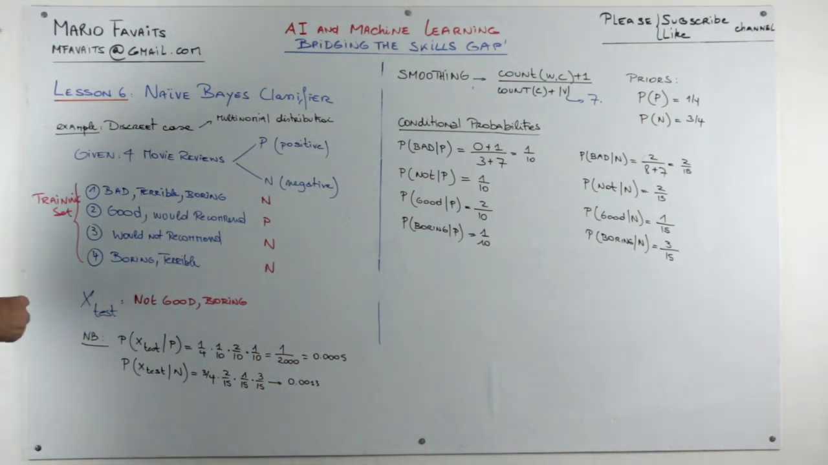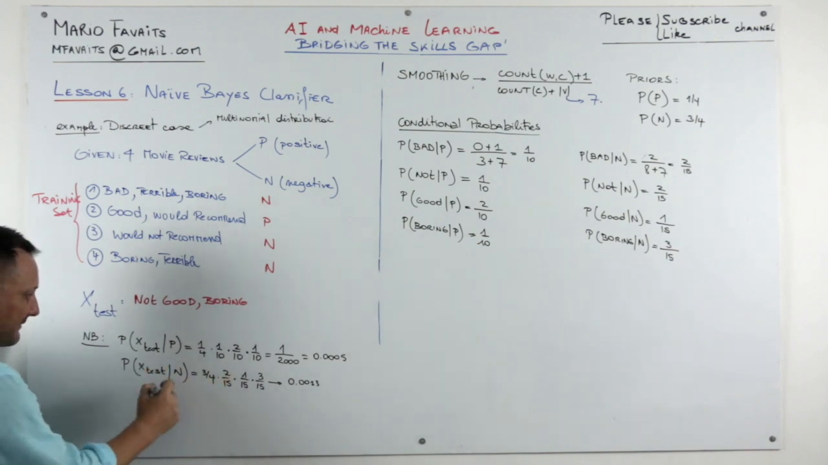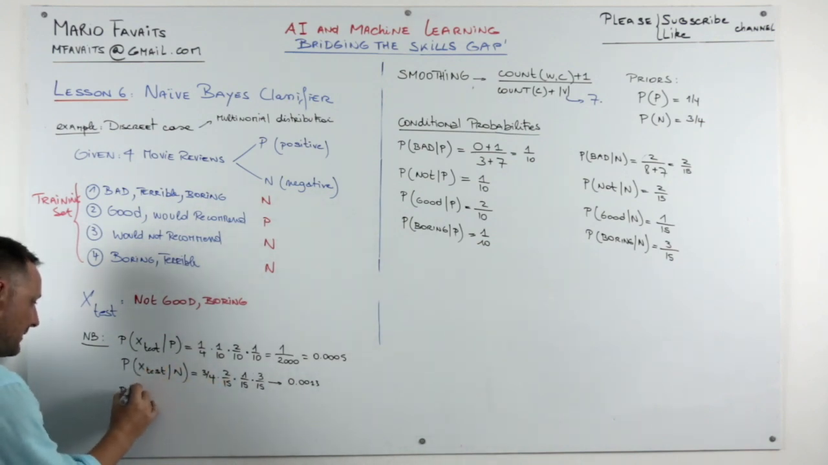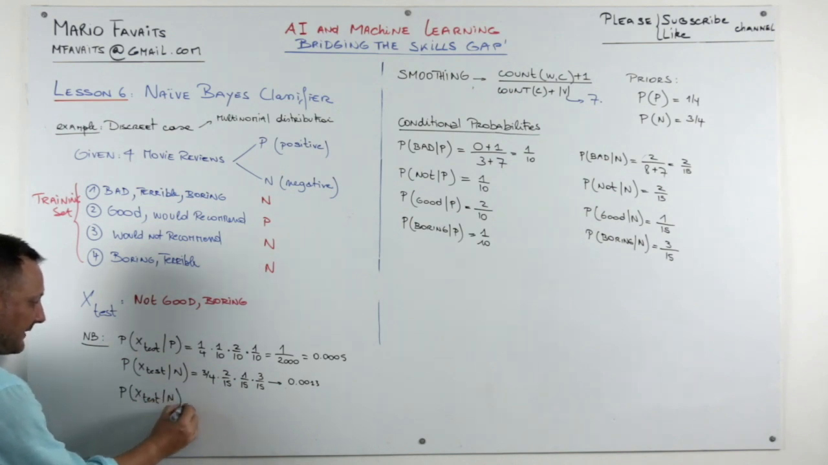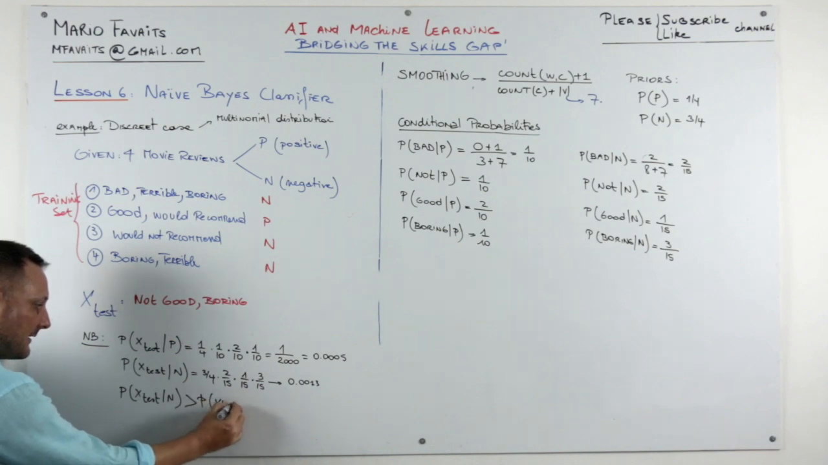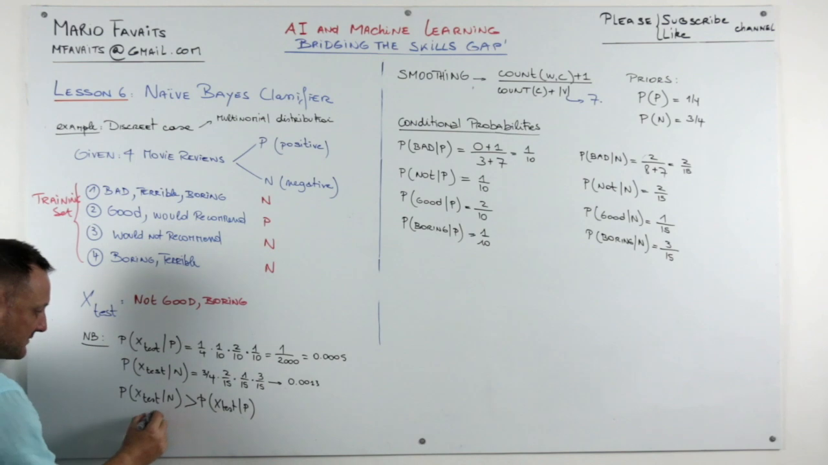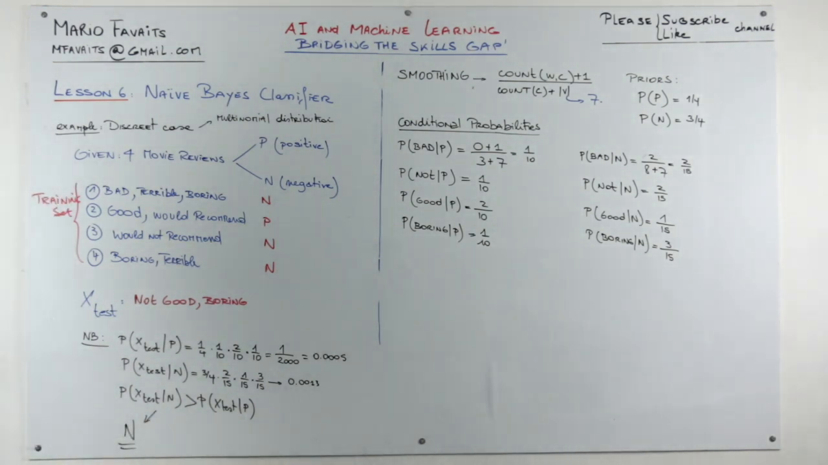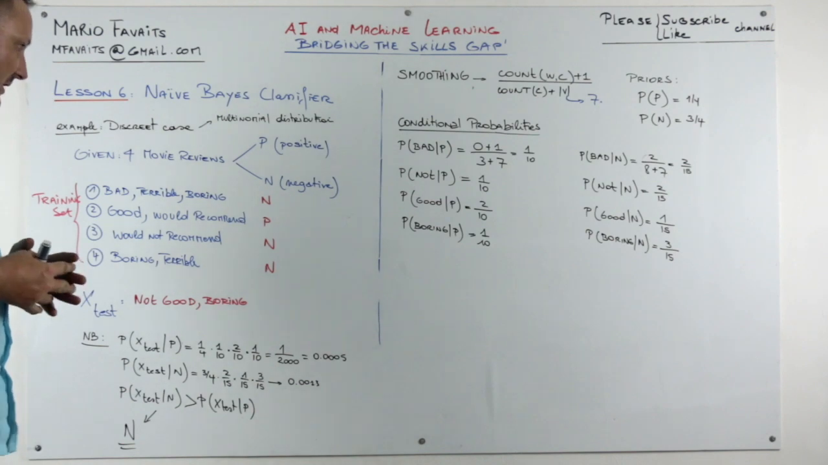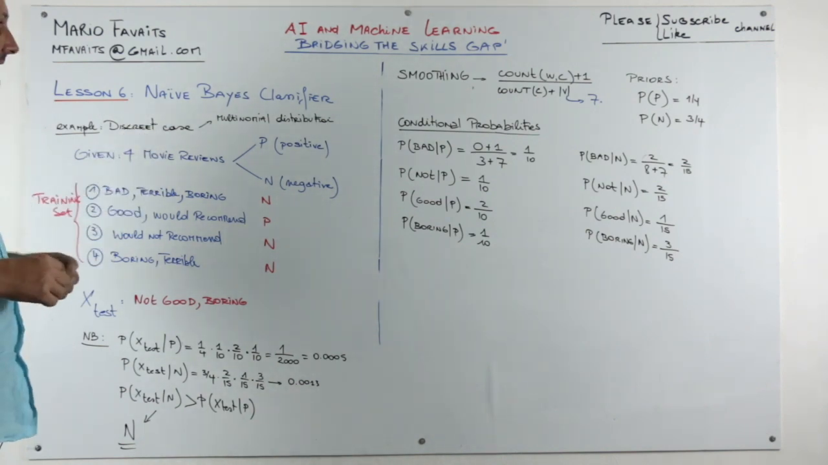But basically here we see that the negative class is the highest. So the probability of X test given negative is bigger than the probability of X test given positive. So this will be classified as negative, and this is exactly the logic we see. Okay, that was it for the naive Bayes classifier.